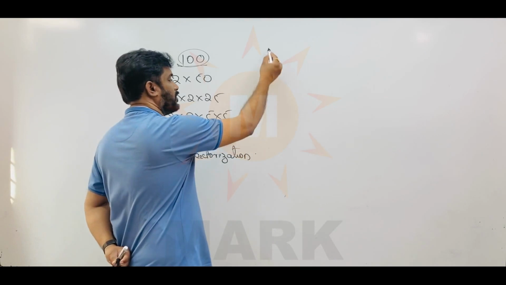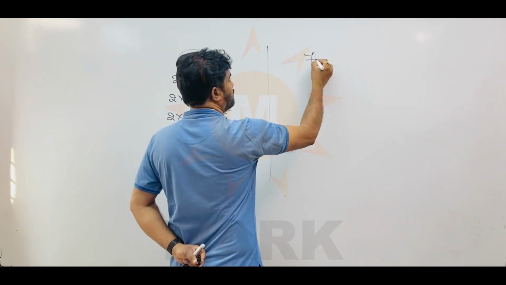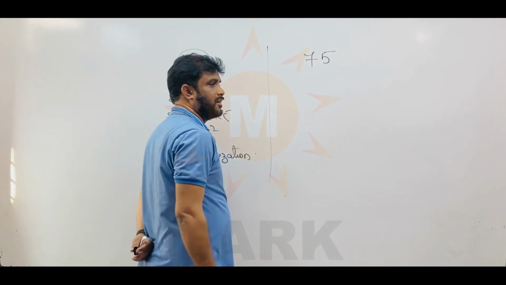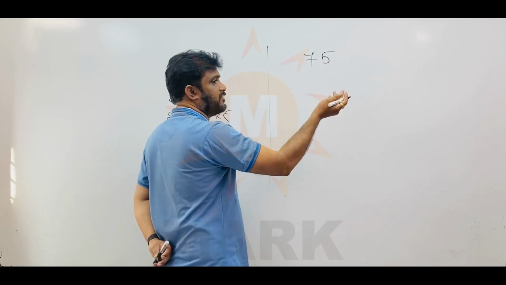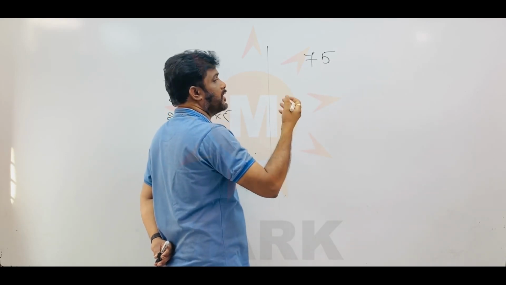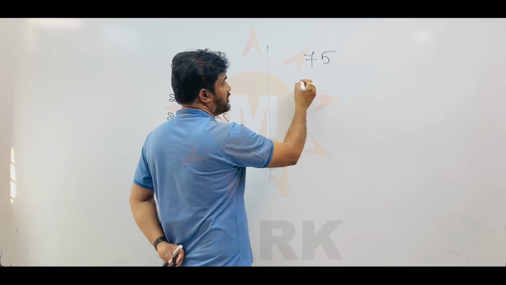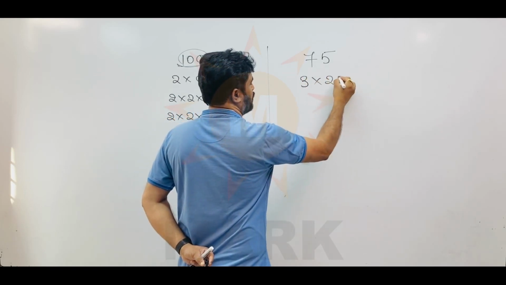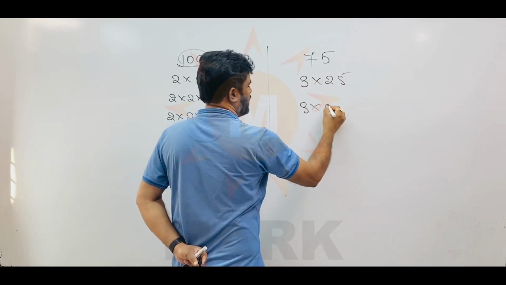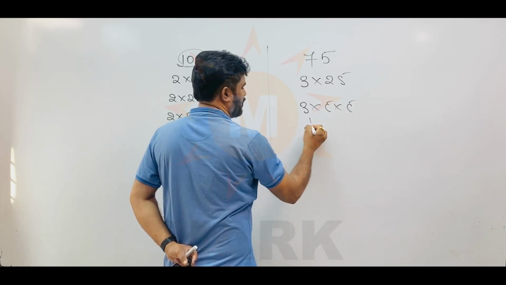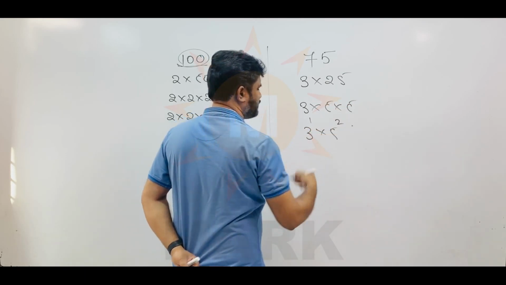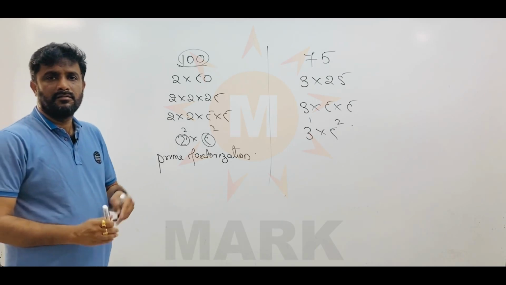Suppose you want to prime factorize 75. First of all, I will check with 2. Prime numbers, I have to start with 2. 2, no, not divisible. Then I will go for 3. Okay, 3 into 25 I can write. Now 25 is 5 into 5. So 3 power 1 into 5 square.